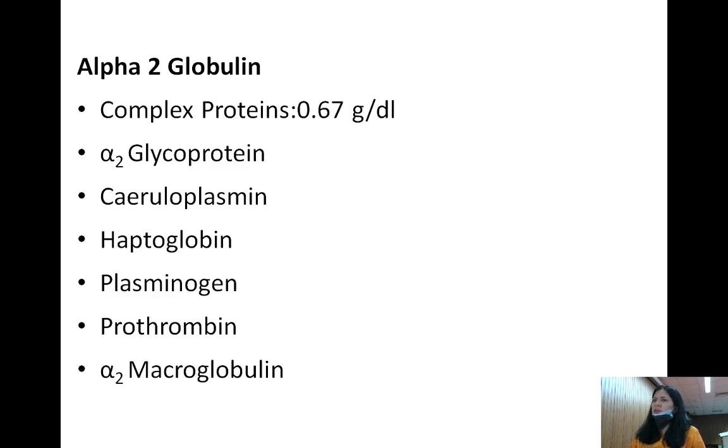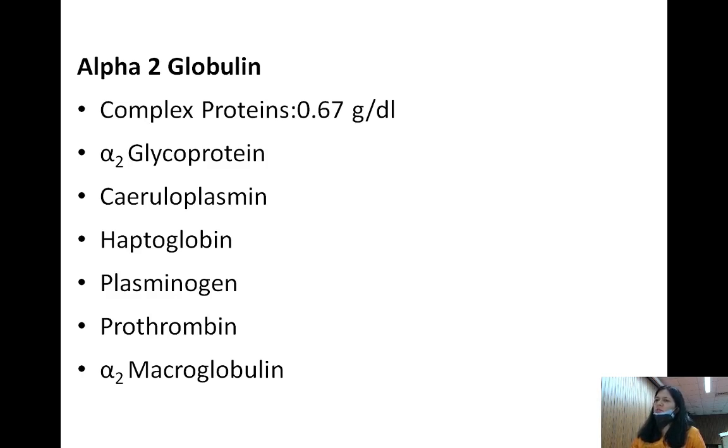Ceruloplasmin, you will be learning later again. It is a copper storage protein. It stores the copper. Whenever there is deficiency of ceruloplasmin, the copper will get deposited in various organs, leading to a condition known as Wilson's disease. What is the role of haptoglobulin?